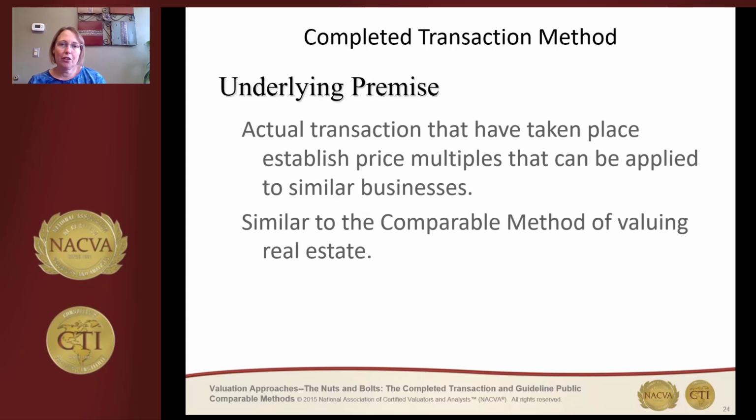With the completed transaction method, there are going to be some limitations. How good is the data that's being published? When did these transactions take place? There are things like that that we need to consider. Same as if you're doing a real estate transaction, the house down the street 5 years ago is not necessarily comparable to the house down the street today for what it's selling for. So we have to understand the data that we're looking at and make sure that we're using the right data.